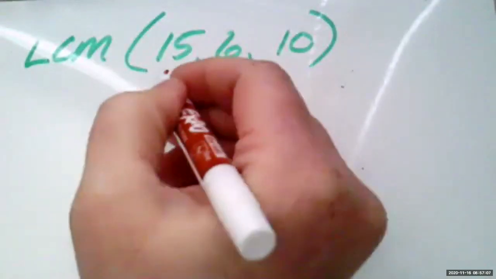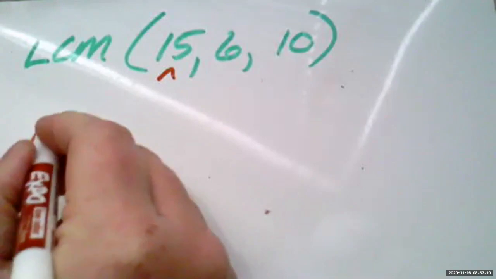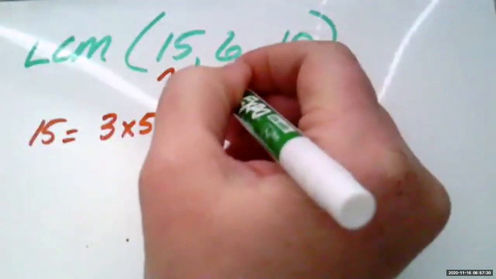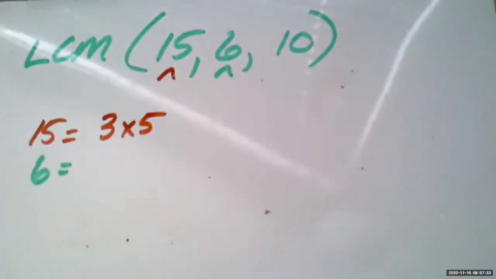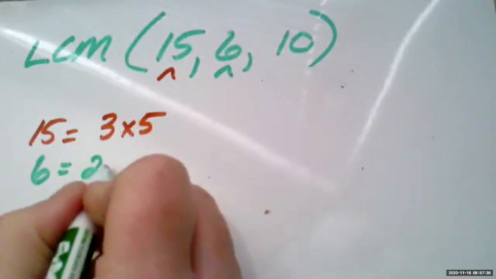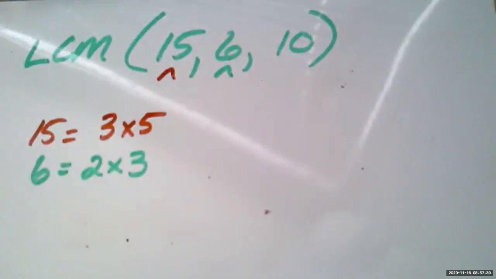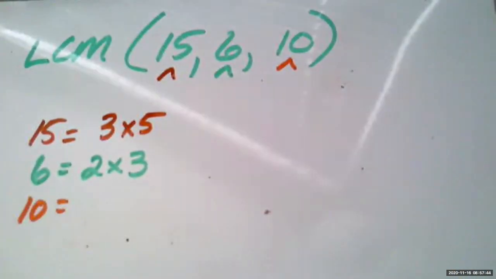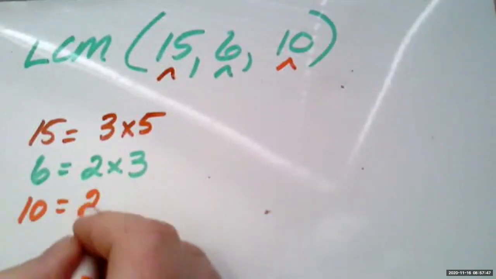Step 1, find the prime factorization of 15. Type in the prime factorization of 15, please. Good, 3 times 5. Type in the prime factorization of 6, please. You guys are ahead of me. 2 times 3. And tell me the prime factorization, please, of 10. Of course, 2 times 5.